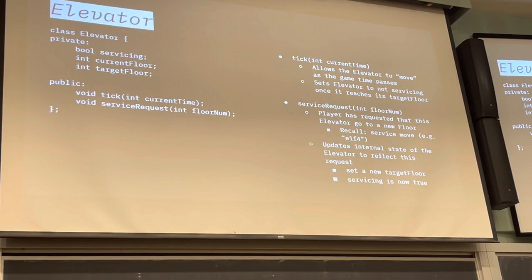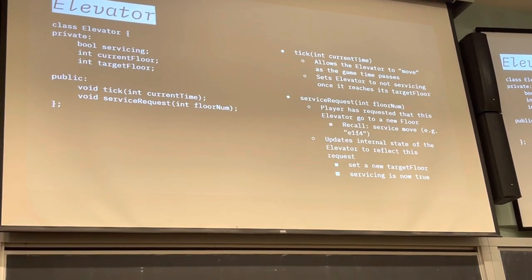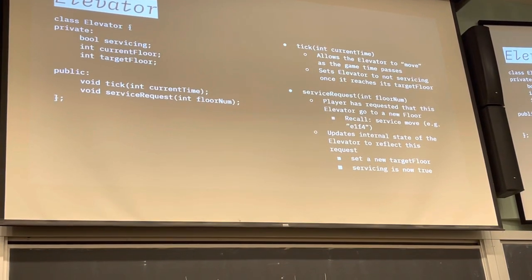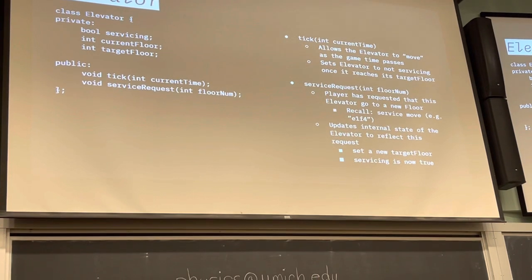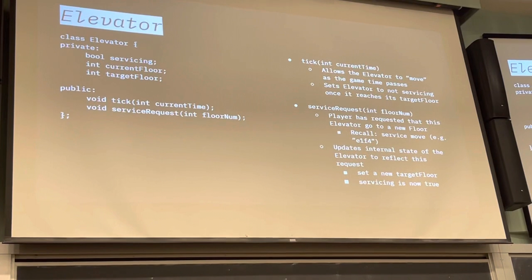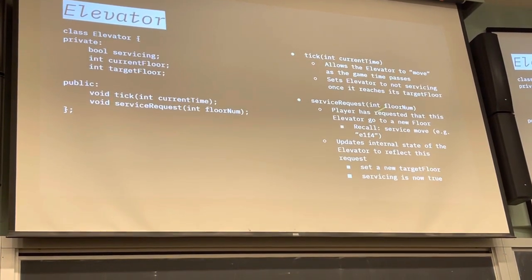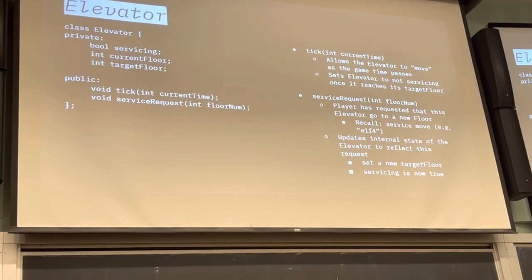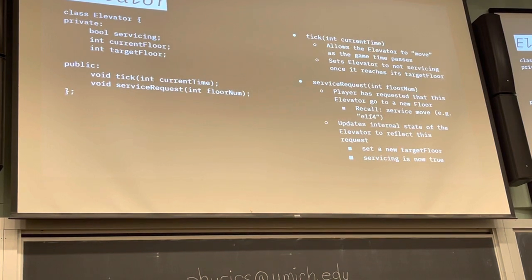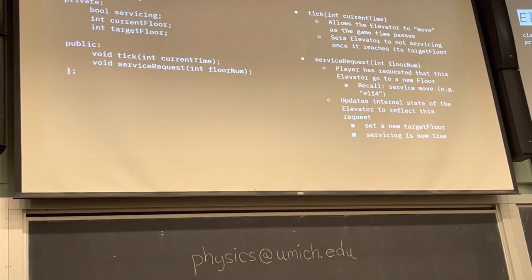It's going to allow the elevator to move as the game time passes, and it's going to set the elevator to not servicing once it's reached that target floor, right? So simply what it sounds like, when the current floor is equal to the target floor, you're going to change that servicing variable. And then service requests, you see that that parameter is floor number. That is where you want to take that elevator to. So think about what that is going to change in here, right? It's going to set a new target floor, and it's going to also set servicing to true.